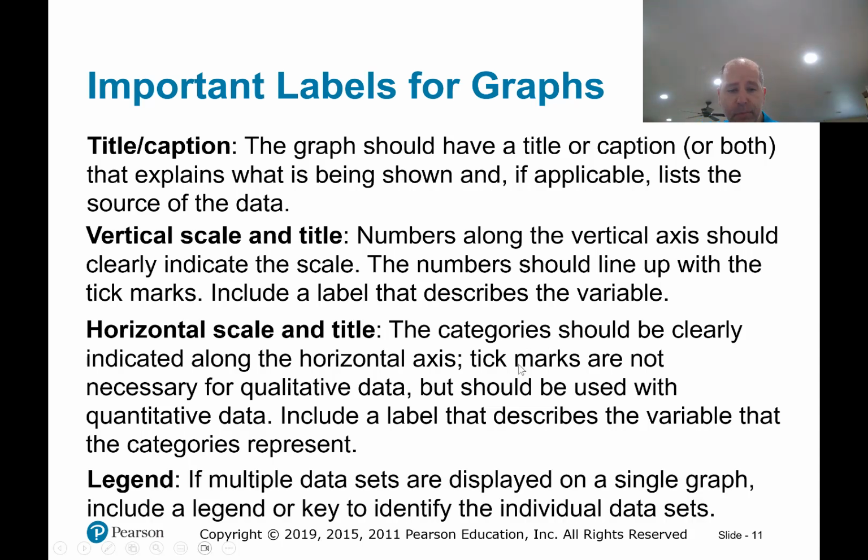And then a legend: if multiple data sets are displayed on a single graph, which does happen quite often, then you want to have a legend or key to identify the individual data sets.